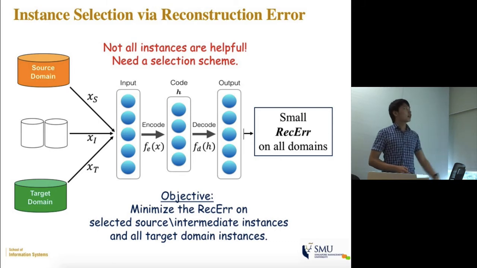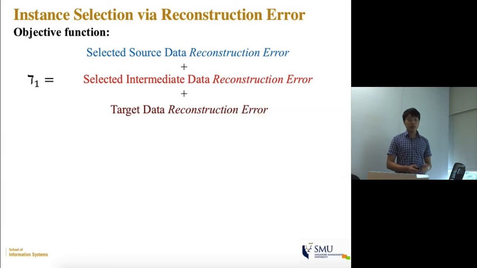Talking about the reconstruction error, it actually consists of three smaller errors. The first one is the reconstruction error for the source data instances, the second one is the reconstruction error for the selected intermediate instances, and the third one is the reconstruction error for the target instances.